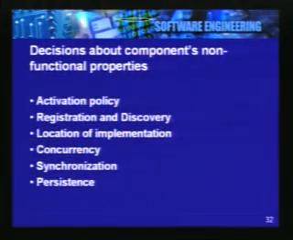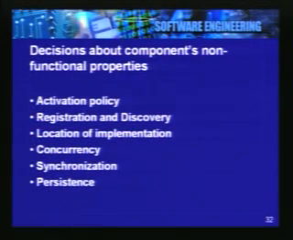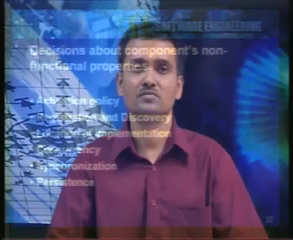Then, we're talking of registration and discovery. This is an important decision one has to make. How many registries are you going to have, how are you going to organize your components. Location and implementation, where are they located, where is the implementation located. This is sometimes closely related to activation policy. Then you have other decisions such as concurrency within a component and synchronization amongst the methods of a given component. Say you may want to lock a component when you are in the midst of a method.